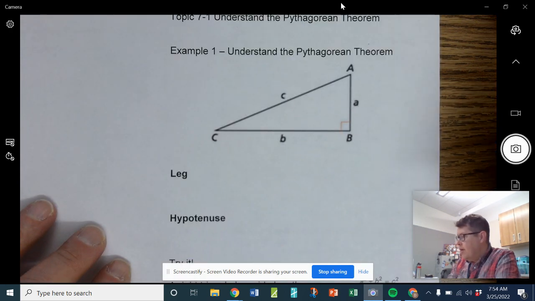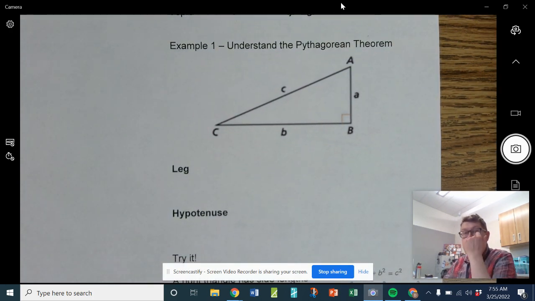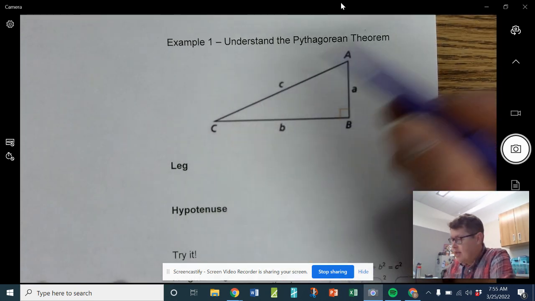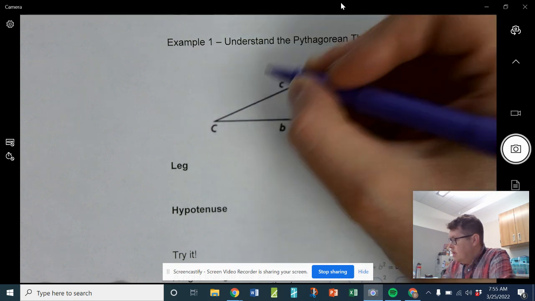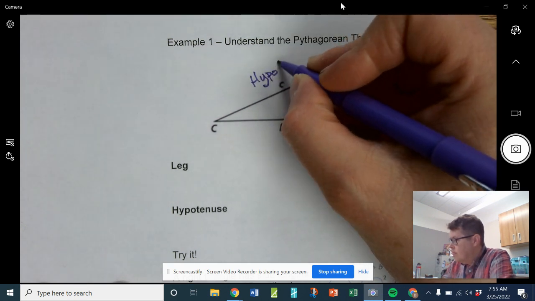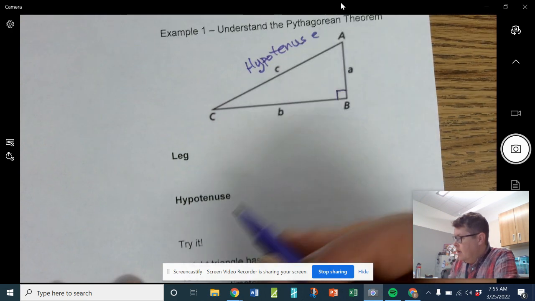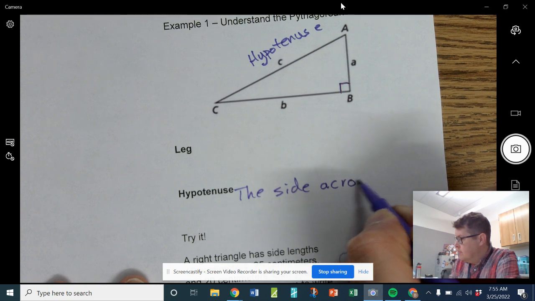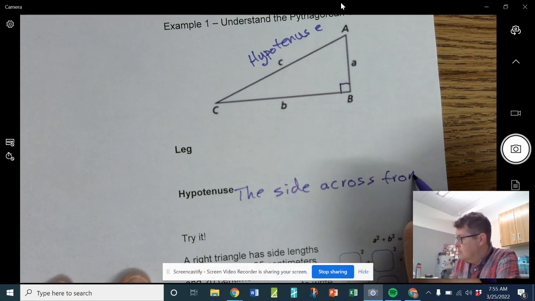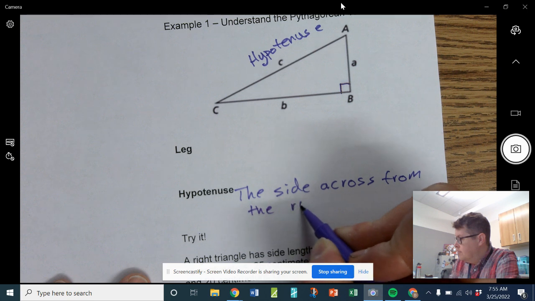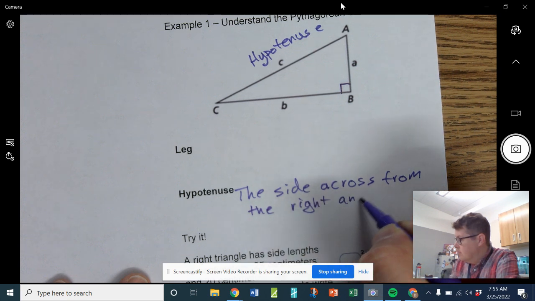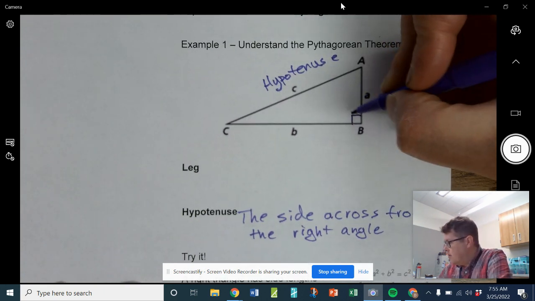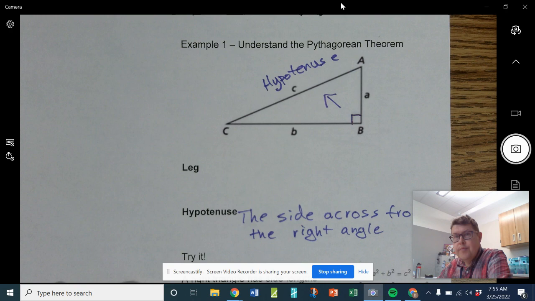So now we have a couple of vocabulary words that are unique to right triangles. Well, one really. We have the hypotenuse and then we have the legs. The hypotenuse is right here. It's the side across from the right angle. I have this right angle right here, and you can always find the hypotenuse by drawing an arrow away from it, and that's right there.